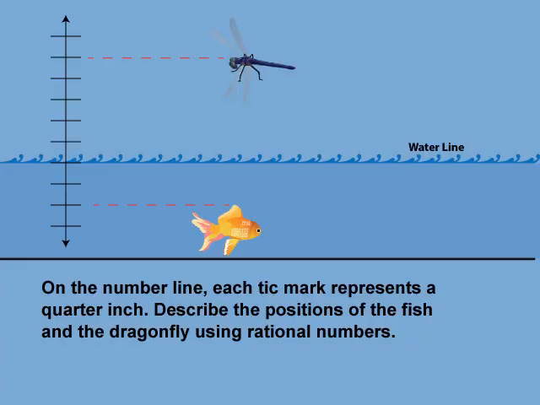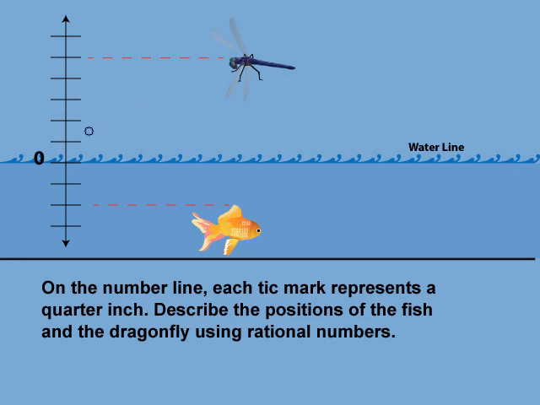On the number line, each tick mark represents a 1/4 inch. Describe the position of the fish and the dragonfly using rational numbers. With this vertical number line, the water line is the 0 mark, as shown here. We are told that each tick mark represents a 1/4. Let's start with the dragonfly and find its position.